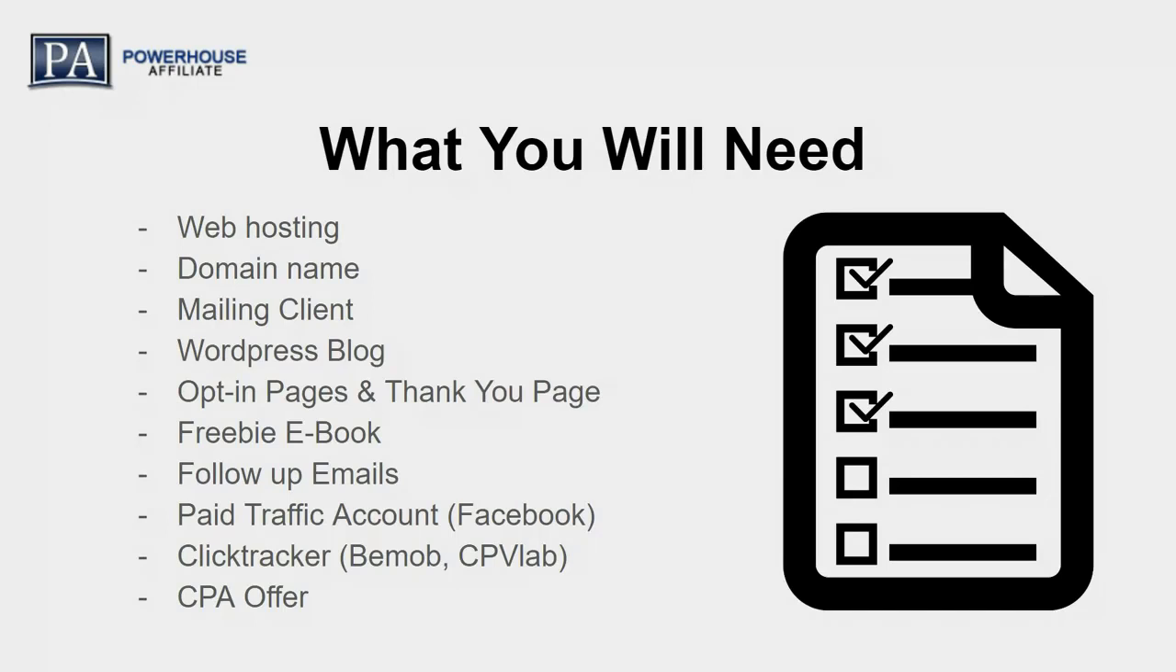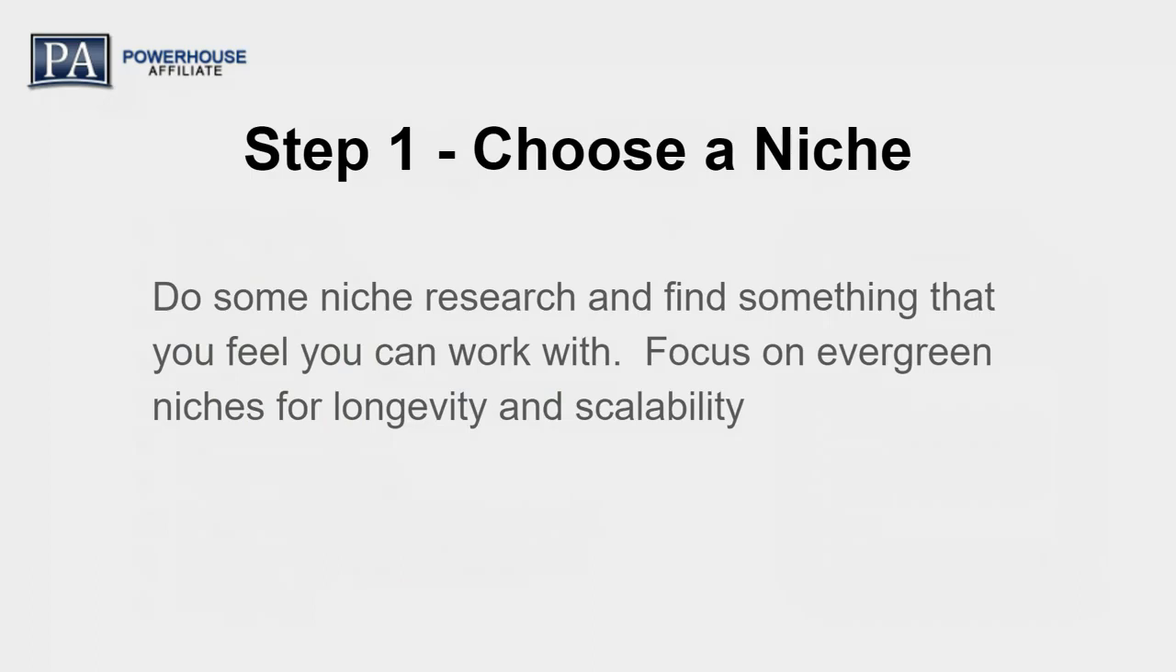And I'm going to go through each step and show you how you should be implementing it in which order. So step one, you're going to choose a niche. This is the very first thing you're going to do. Do some niche research and find something that you feel you can work with. Focus on evergreen niches for longevity and scalability, like I mentioned earlier. So that is the number one thing. I know sometimes you get excited and you want to start putting all these other pieces together. Trust me when I say that you want to get your niche research done in the very beginning. If you're new to niche research, you can jump into Powerhouse Affiliate. We have plenty of content on choosing a niche and what to look for and what to avoid.